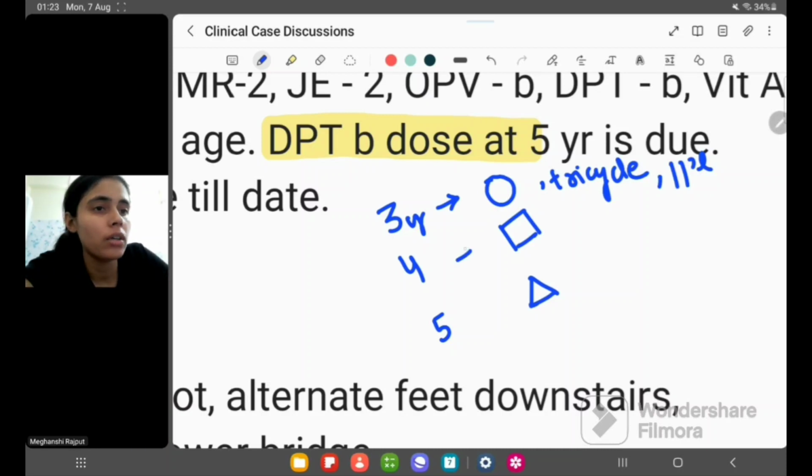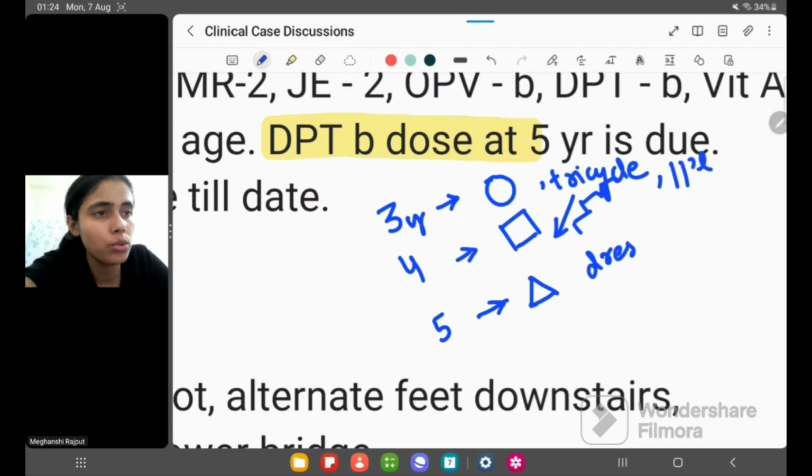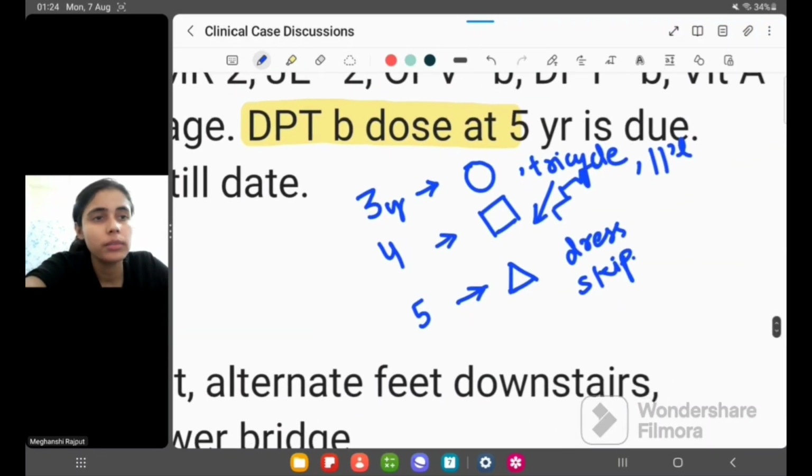At 4 years, as we discussed, the child would be able to go downstairs by alternate feet. By 5 years of age, the child would be able to go to kindergarten, so he would be able to dress himself properly and would be learning to skip. Then for older age groups, like at puberty, we would be using the Tanner stage.